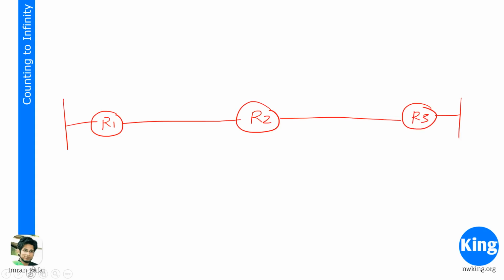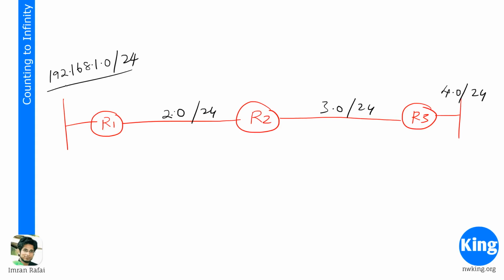Let's assume we have router 1 here, router 2 here, and router 3 here, and they're connected. Let's put IP addresses. This is 192.168.1.0/24. This is 2.0/24. This is 3.0/24 and 4.0/24. When I say 2.0, it is 192.168.2.0. So this is the network we have, and we're only going to look at this one route, 192.168.1.0.